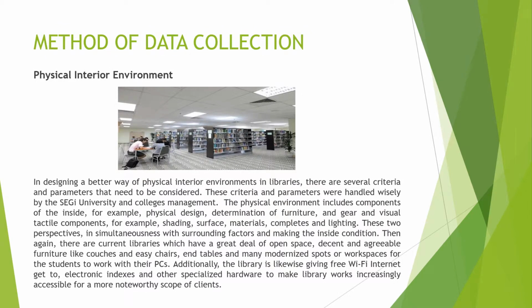Second criteria is physical interior environment. In designing a better way of physical interior environment in libraries, there are several criteria and parameters that need to be considered. These criteria and parameters were handled wisely by Segi University and Colleges management. The physical environment includes components of the inside, for example, physical design, determination of furniture, and gear and visual tactical components, for example, shading, surface, material, complex, and lighting.